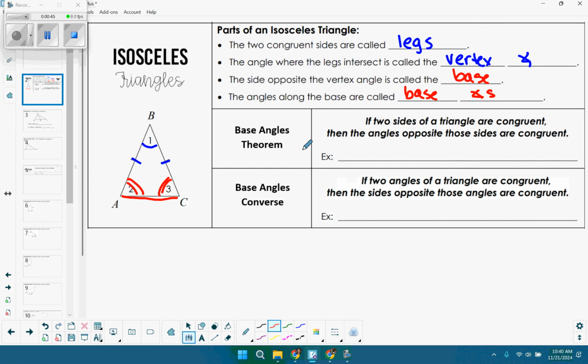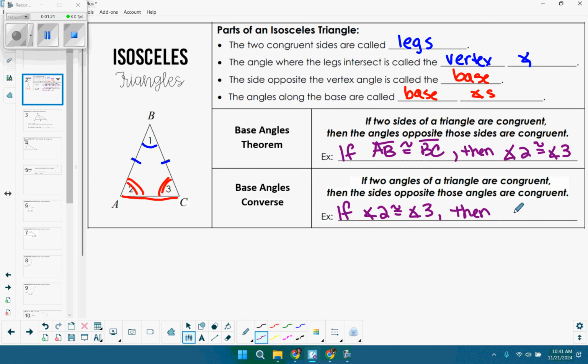According to the base angles theorem, if two sides of a triangle are congruent, then the angles opposite those sides are congruent. So if AB is congruent to BC, then angle 2 is congruent to angle 3. And the base angles converse is the reverse of that. If you start out knowing that two angles are the same, we could now say the two sides are the same. So if angle 2 was congruent to angle 3, then segment AB would be congruent to segment BC.